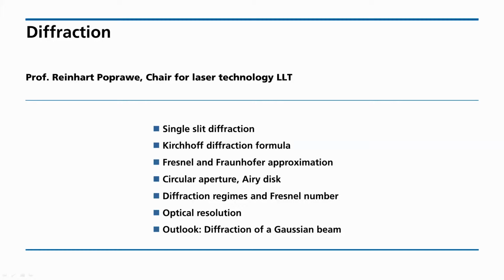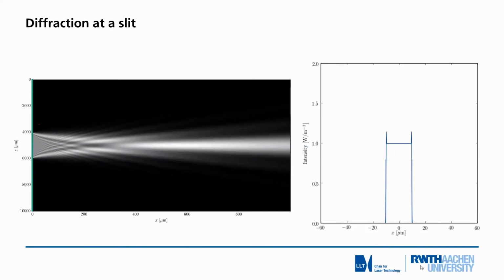We will learn about circular apertures and diffraction regimes. This will be very interesting to see. We will learn that there are three main regimes in diffraction. As an example, we will take a look at optical resolution and, as an outlook, the diffraction of a Gaussian beam. So in more detail, we will start with an animation which you soon will see.